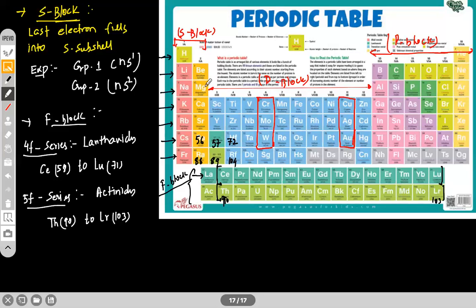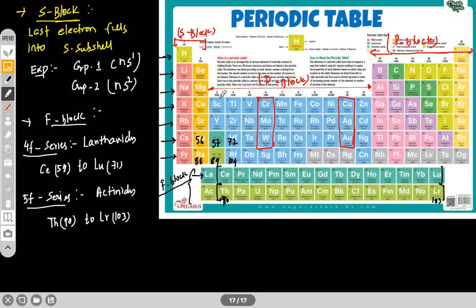11, 12, 13, 14, 15, 16, 17, 18, 19, 20, 21, 22, 23, and so on it goes. Till 57, it was fine. But after 57, we have directly 72. It is not 58 here, because after this, the 4f subshell comes into the picture and electrons start filling into the 4f subshell, which we are not showing over here. It is here. And the same thing we have here also. Okay, this is one thing.